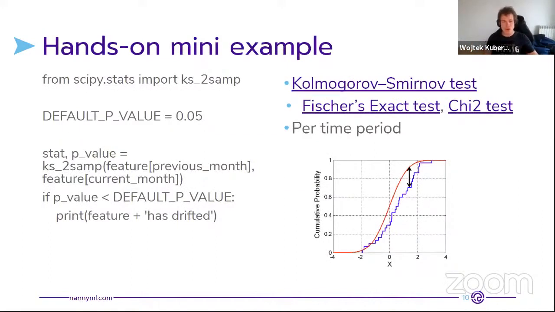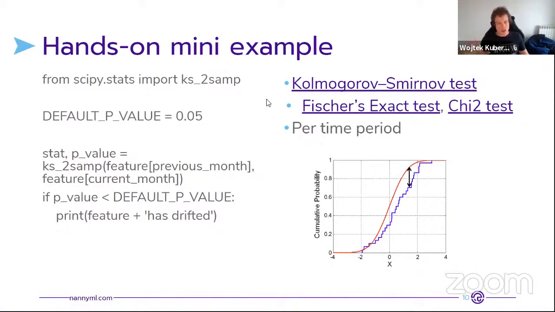Now, I'm going to walk you through a mini example of how to do it, so you can try it tomorrow when you start working again. If you're curious about whether there's actually data drift currently in your model, what you can do is import one of the statistical tests I mentioned. You could, for example, import the Kolmogorov-Smirnov test to work on continuous data.